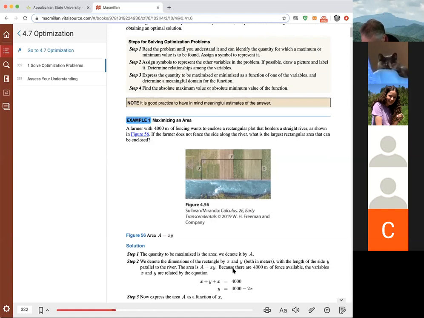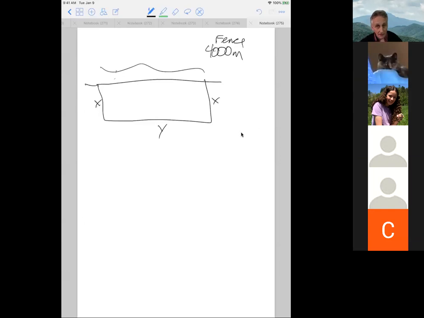And I'm gonna move over to the iPad now, okay? We've got 4,000 meters of fencing. And we've got the situation where we've got 3 sides to be concerned about. And we want to find the maximum area, all right? So let's go over to my iPad. All right, so this is what we've got. We've got a river here, so you don't need fencing on this side.